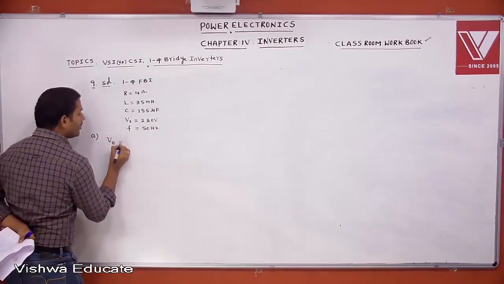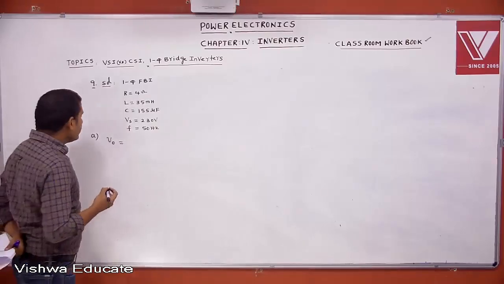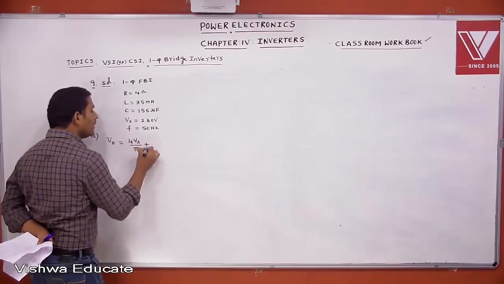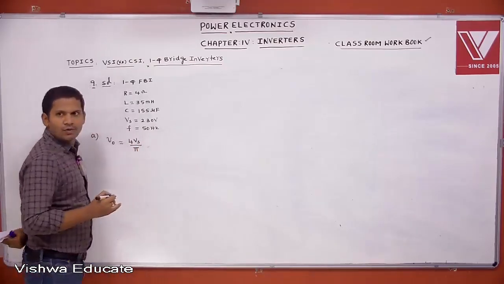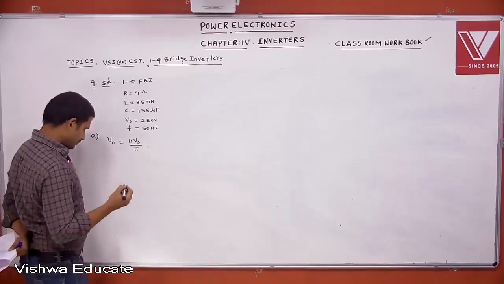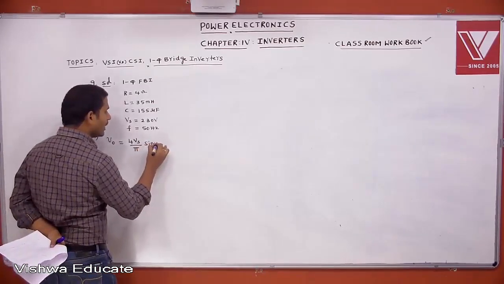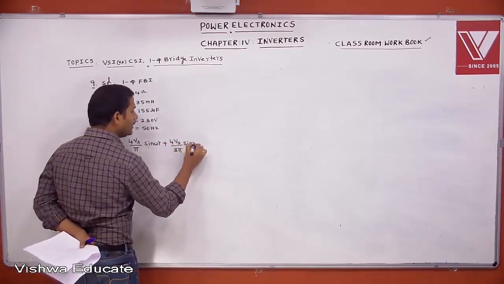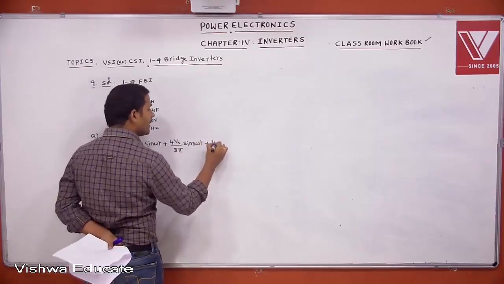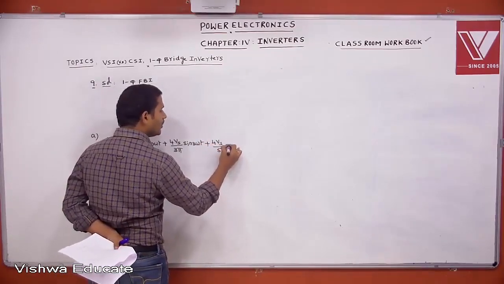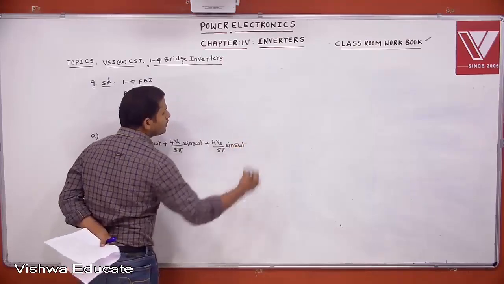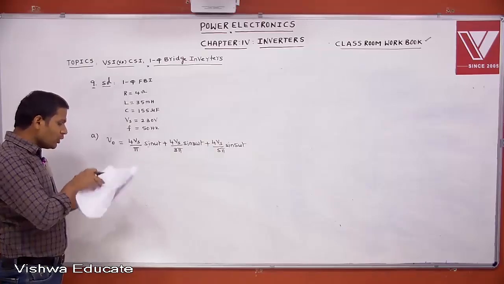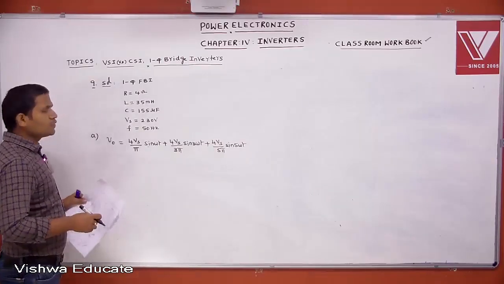First I am writing the expression for voltage. V naught equal to 4 Vs by pi sin omega t plus 4 Vs by 3 pi sin 3 omega t plus 4 Vs by 5 pi sin 5 omega t, that is up to the fifth harmonic. This you know. Now you substitute the supply voltage. How much is the supply voltage given? Supply voltage is 230 volts.